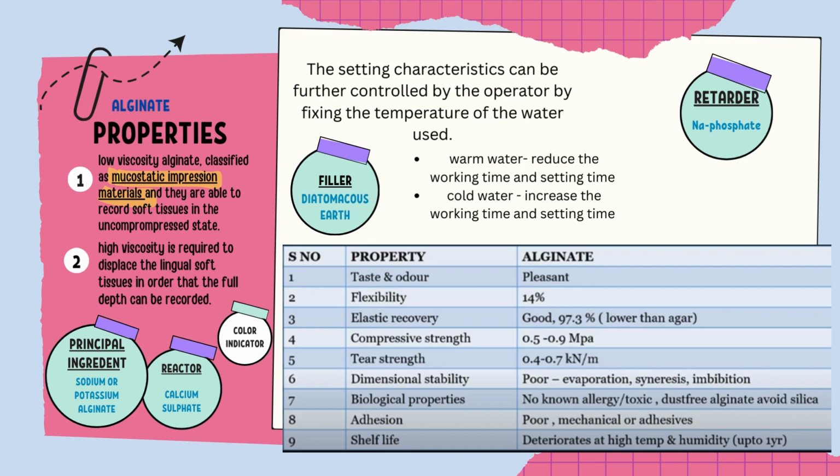As discussed in the previous slide, the setting characteristics can be further controlled by the operator by fixing the temperature of the water used. Warm water reduces the working time and setting time, and cold water increases the working time and setting time. Please also go through the basic properties such as taste and odor, flexibility, elastic recovery, compressive strength, tear strength, dimensional stability, and of course biological properties, along with shelf life and adhesion.